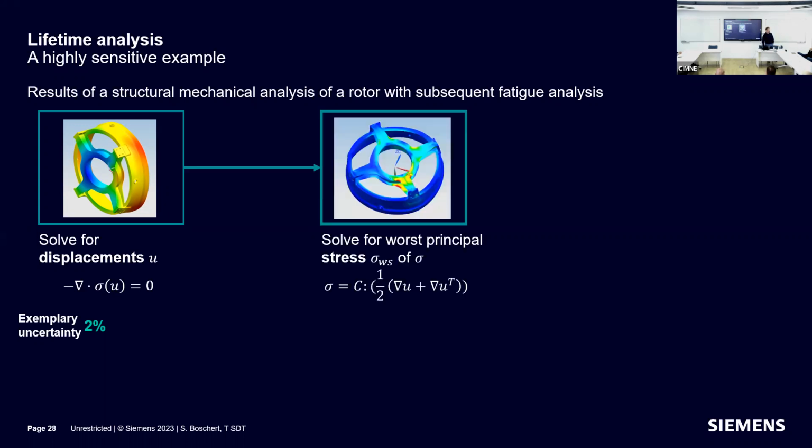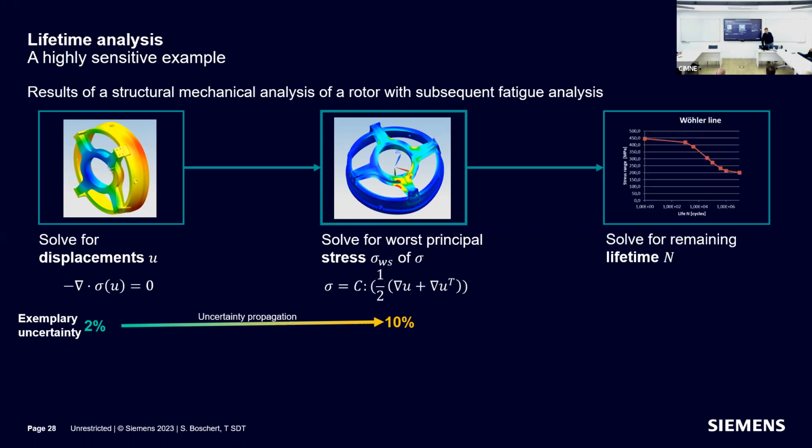If you go to the stress, you already have 10% uncertainty. And if you go for the lifetime, because of the logarithm thing, your uncertainty becomes 100%. So even if the underlying model is accurate in that sense, by doing different evaluations, you can already come to situations where the information gets really uncertain there.